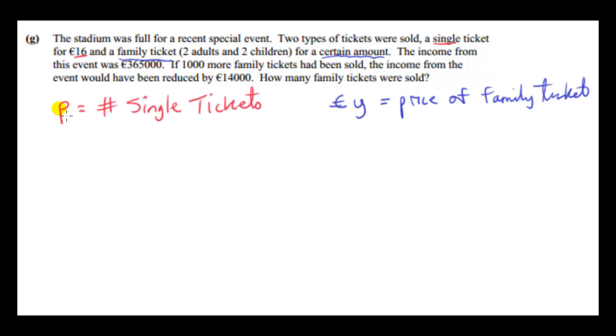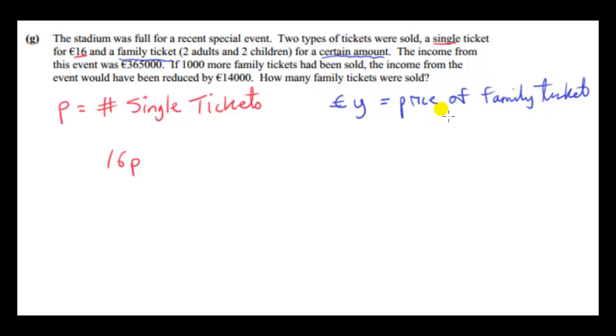Now I will let P stand for the number of single tickets sold. We are not told how many single tickets were sold. Well, we can get the cost in terms of P, of course, because the cost of a single ticket is 16 euros. So we just multiply P by 16, or 16P. That's the cost of all the single tickets. Now we are not told how much a family ticket is, so I let y euros stand for the price of a family ticket.